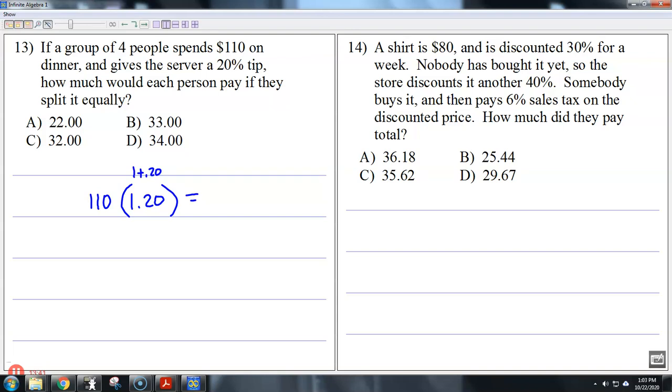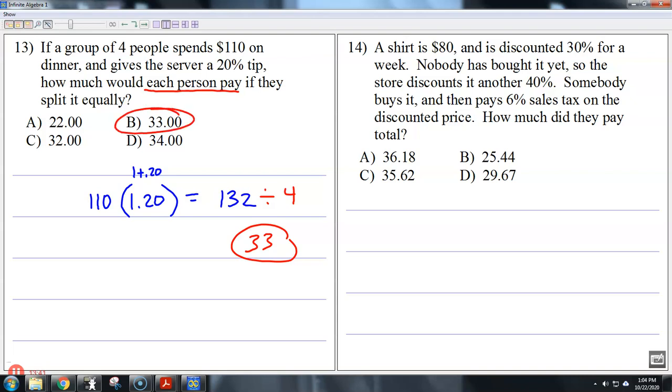110 times 1.20 equals $132. I probably should have put that as an answer. But then it says, how much would each person pay? So we need to divide that by 4 people. So that goes in there, what, 33? 33 bucks. Correct answer is B.